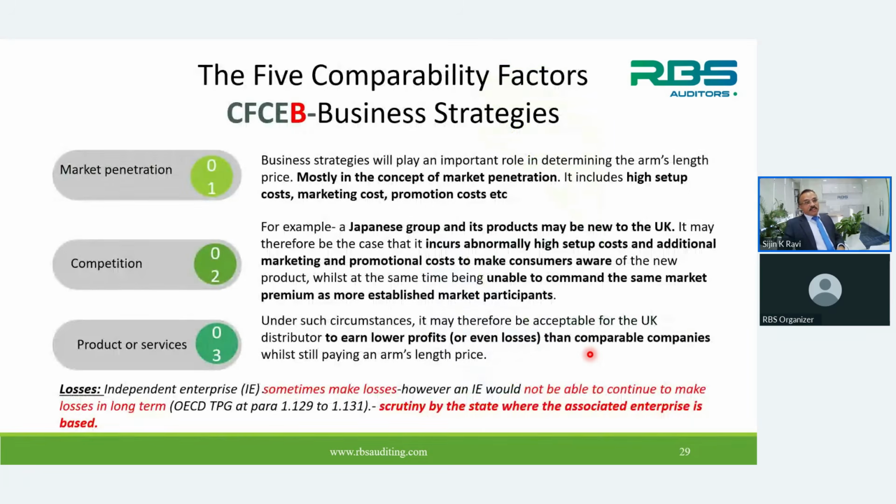So these 5 factors are the first stage, that is, comparability factors. Why do we have to do all these 5 factors? Because there is a local file, master file, and TP documentation declaration file. In the local file, you have to mention all these 5 factors. You have to note down whether you have considered all these 5 factors, and based on that you have to come to the ALP price. So this is one of the parts you have to record in your TP documentation.